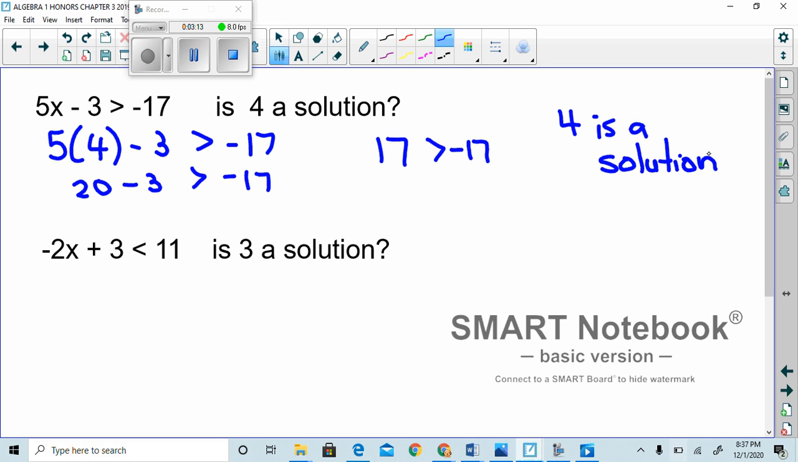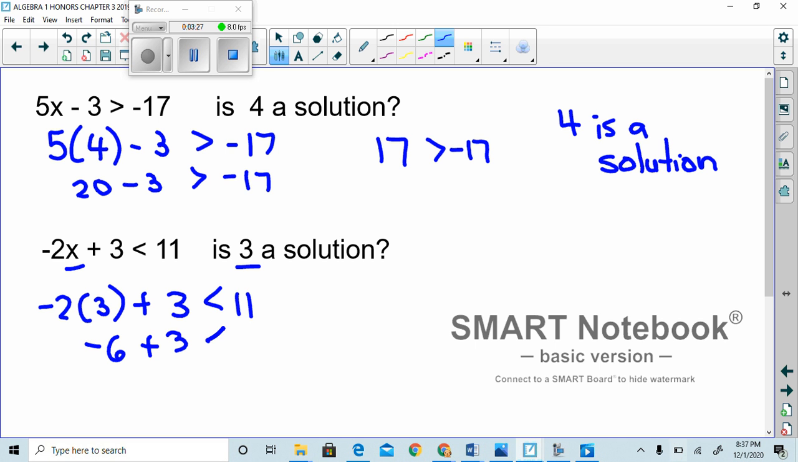We're testing out a possible solution by replacing the variable with a given value. Negative 2 times 3 plus 3. We want to see that when we're done simplifying, if that statement is true. And once again, we see we have a true statement, so 3 is a solution. Testing out.